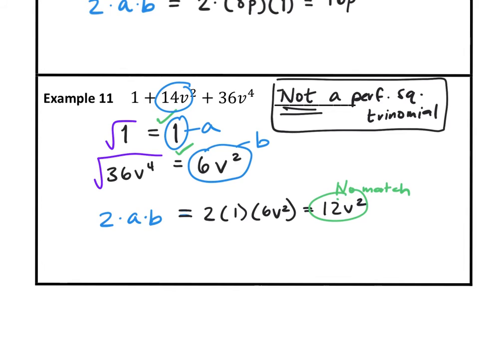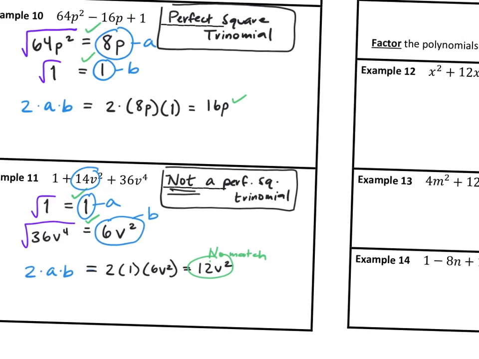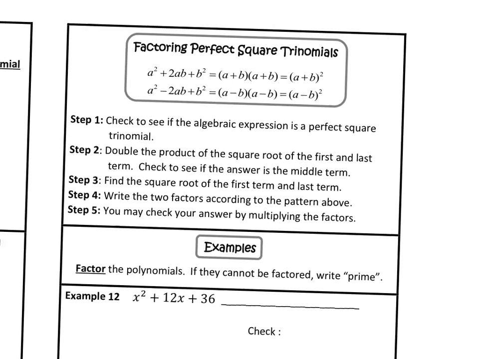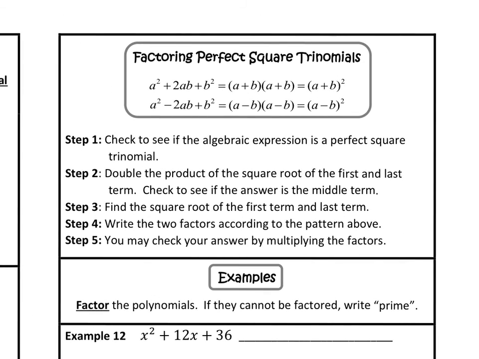All right. Let's go to the actual factoring examples. And so the first step says check to see if the algebraic expression is a perfect square trinomial. So what we were checking for in the previous examples we did: double the product of the square root of the first term and the last term. Check to see if that answer is the middle term. So again, this is the same thing we were doing. The first two steps is what we were doing in examples 9, 10, and 11.